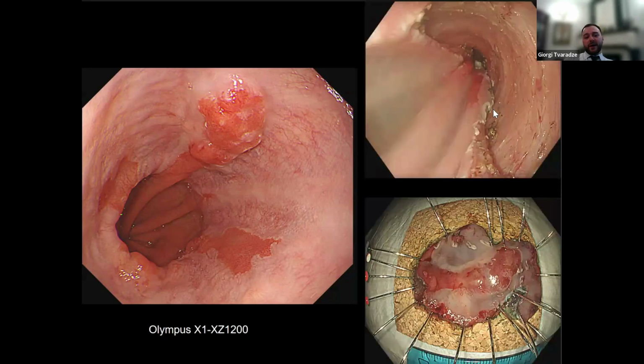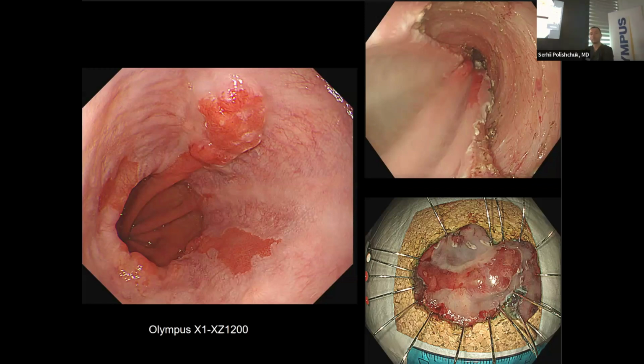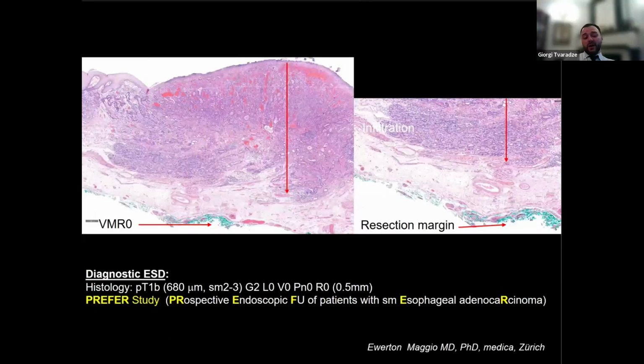So this is the area after ESD. It looks clean without any perforation. And here you can see the specimen, en bloc resection. But on histology, it showed T1b cancer, and the invasion was deep submucosal invasion, 680 micrometers. Of course, there was no lymphovascular invasion.